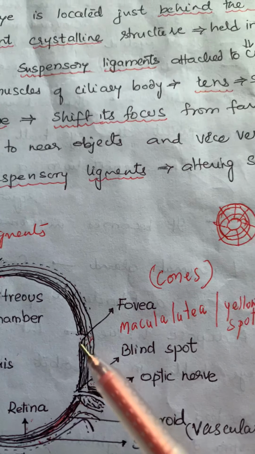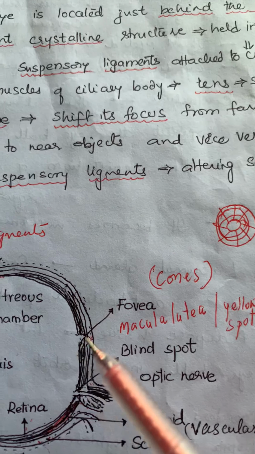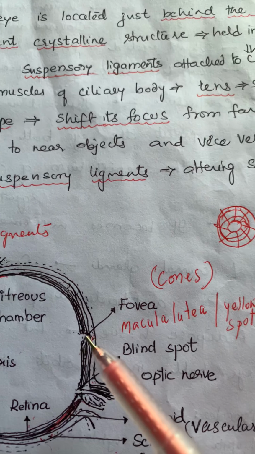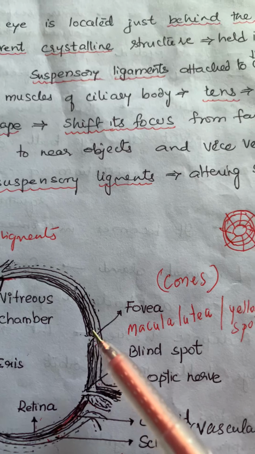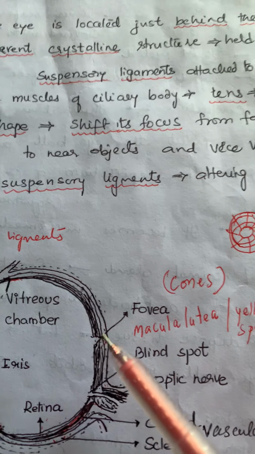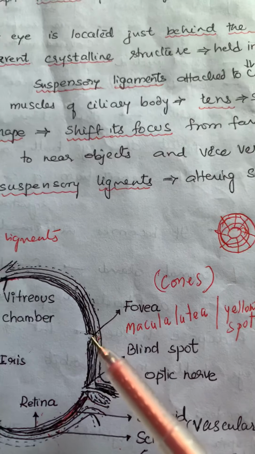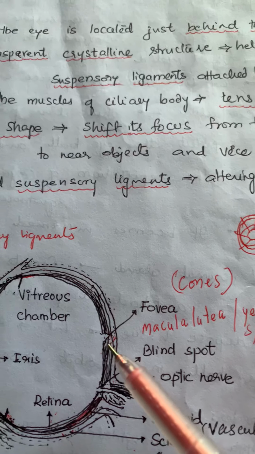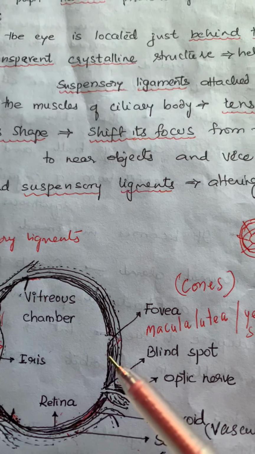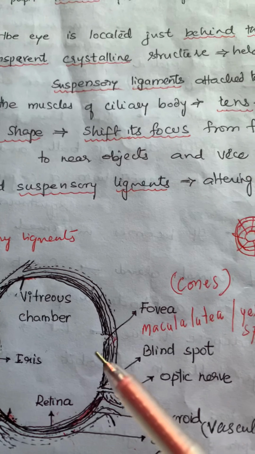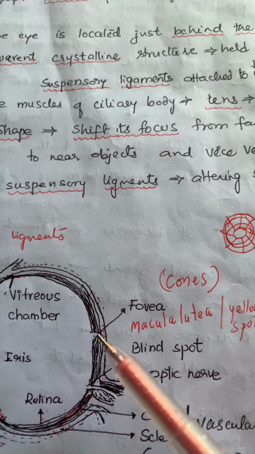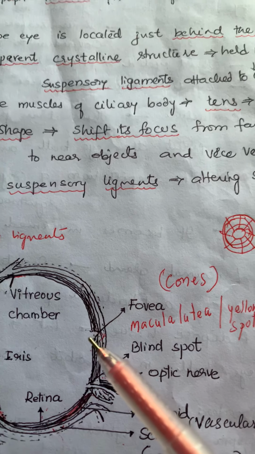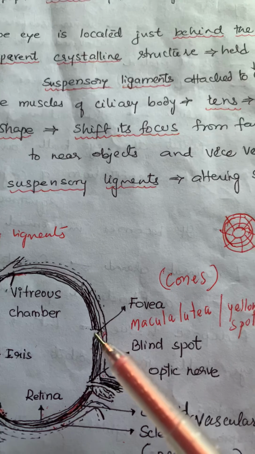The central pit present on the macula lutea is called fovea, which is the thinned portion of the retina. The specialization of this area is the presence of only cones. At the spot of fovea, resolution will be greatest and the vision will be sharpest.